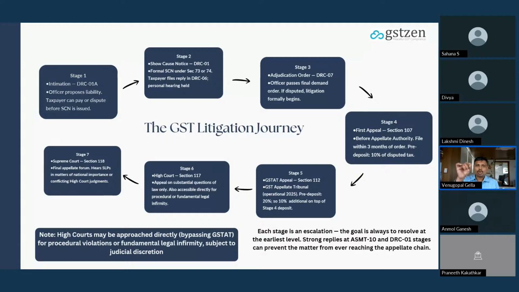Show cause why a penalty or a tax or an interest shall not be levied on you. And that is DRC01. And the sections under which this would be concluded or taken up is section 73 and 74. You would make your reply and there would be personal hearings and everything. After that, there would be an adjudication. So this process of stage 2 is called adjudication. During the course of adjudication, the officer would make a conclusion. That conclusion would result into a demand. We call it as DRC07.